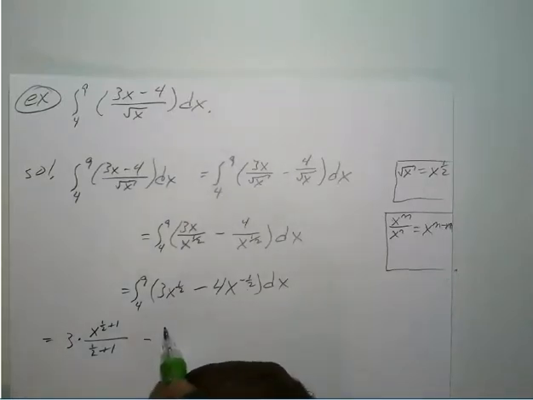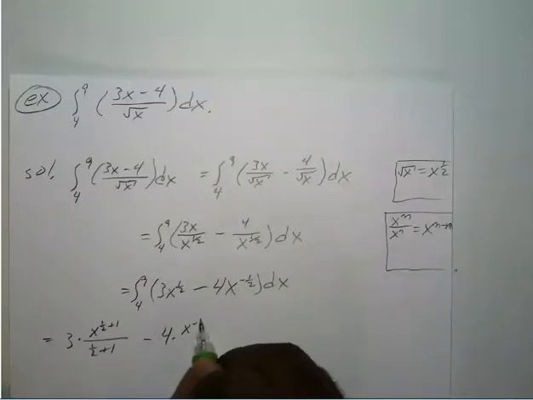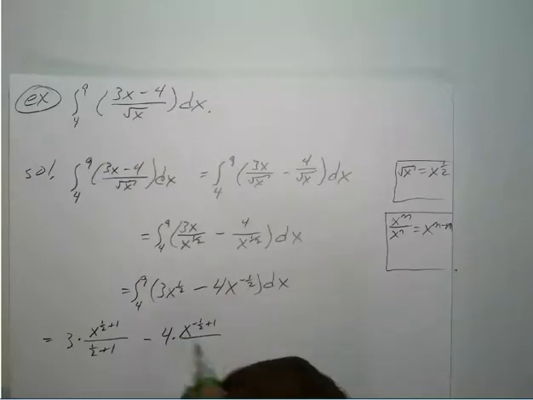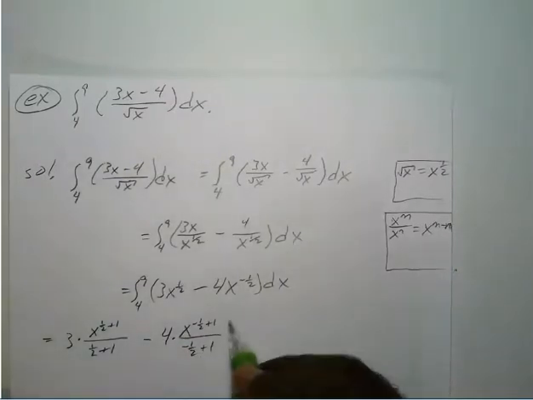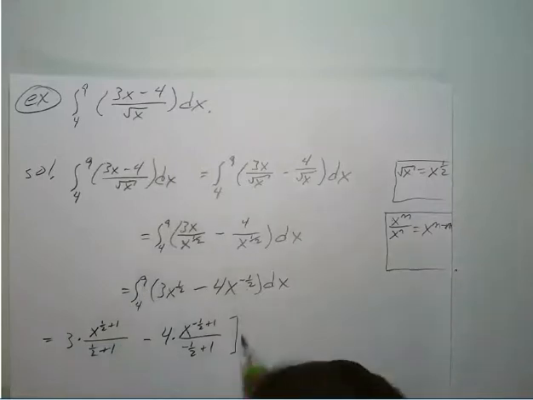minus 4 times x to the negative 1/2 plus 1 over, let me make that a little bigger, negative 1/2 plus 1. And that is from the interval from 4 to 9.